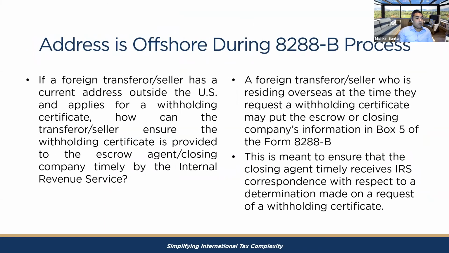If you're offshore and you're doing the 8288B process and you're worried about correspondence, there is a procedure that you can follow. If you look on the right-hand side, you can request that the certificate go to the closing agent, but you have to put that in box 5 of Form 8288B. That's kind of an end around to make sure that the correspondence is going to someone who's actually going to receive it, look at it, and do something with it.